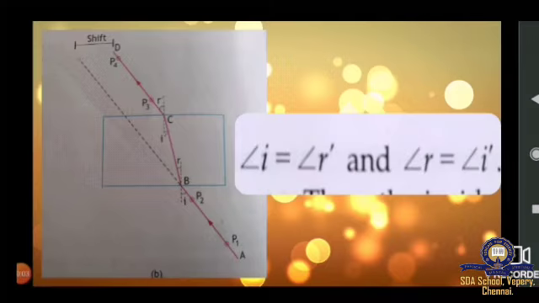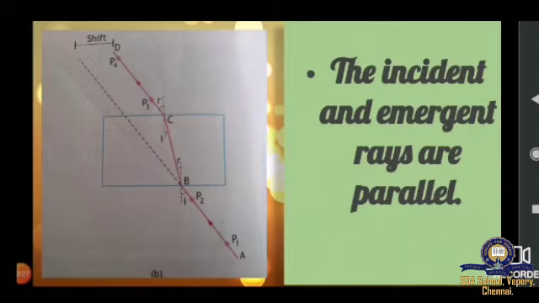You will notice that angle i is equal to angle r dash and angle r is equal to angle i dash. Angle r dash is called the angle of emergence. CD is the emergent ray because at last it is coming out of the glass slab. So it is called the emergent ray. Thus, the incident and the emergent rays are parallel. Can you see that? Yes.